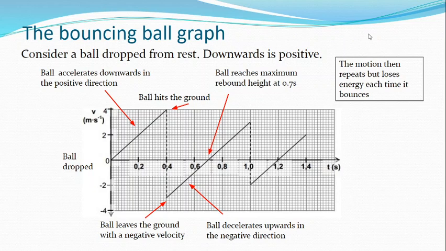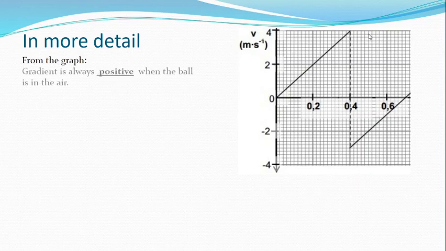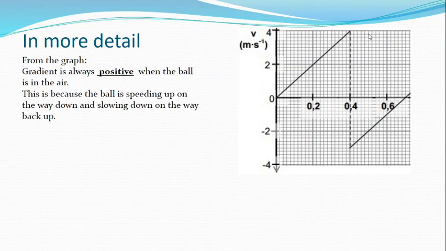Then it repeats, and as it goes along it's going to be losing energy each time it bounces, so eventually it will stop and will not continue. So the gradient is always positive when the ball is in the air. This is because the ball is speeding up on the way down and slowing down on the way back up.